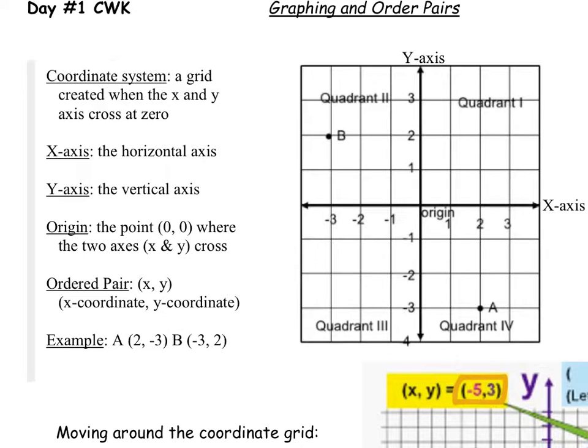that's what this is, the coordinate system. The Cartesian coordinate system as well. It's a grid created when the x and the y axis cross at 0. Not just any 0 though. Origin 0. 0, 0, 0.